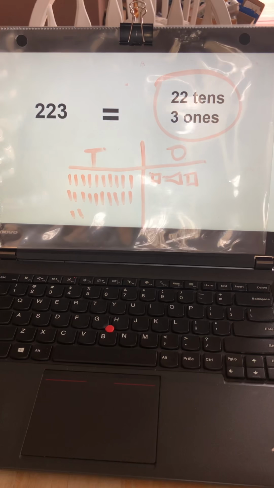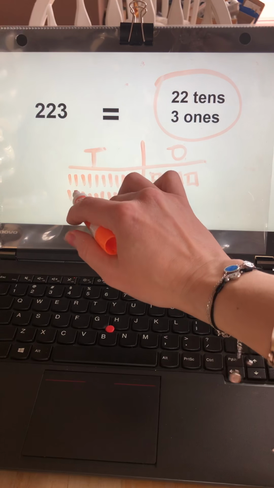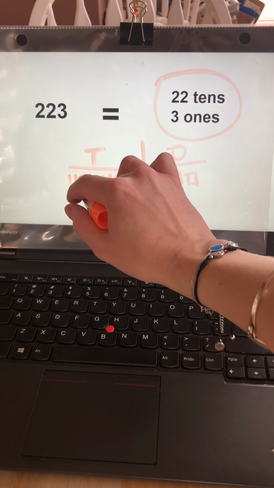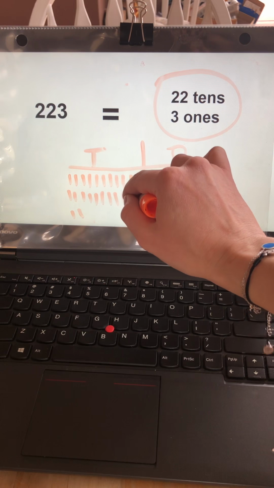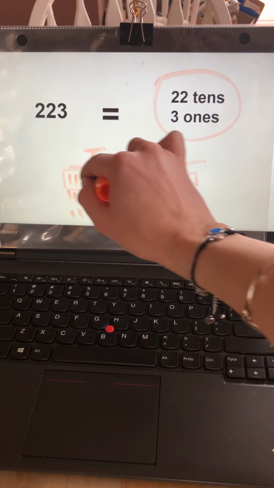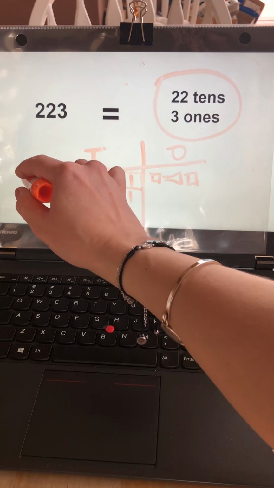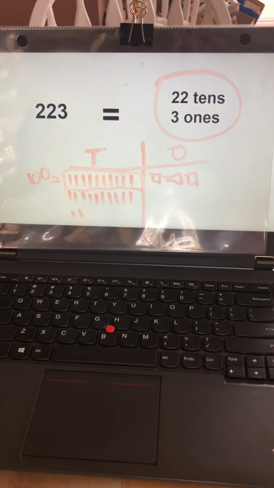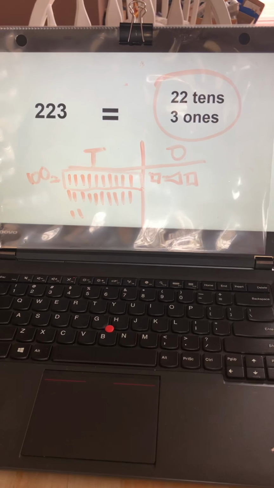So if I skip count by 10, let's try it together. All right, let's look at our tens and skip count by 10. 10, 20, 30, 40, 50, 60, 70, 80, 90, 100. Ooh, Mr. Manko has 10 tens. That equaled 100, right? Yeah, if I have 10 tens, that equals 100.